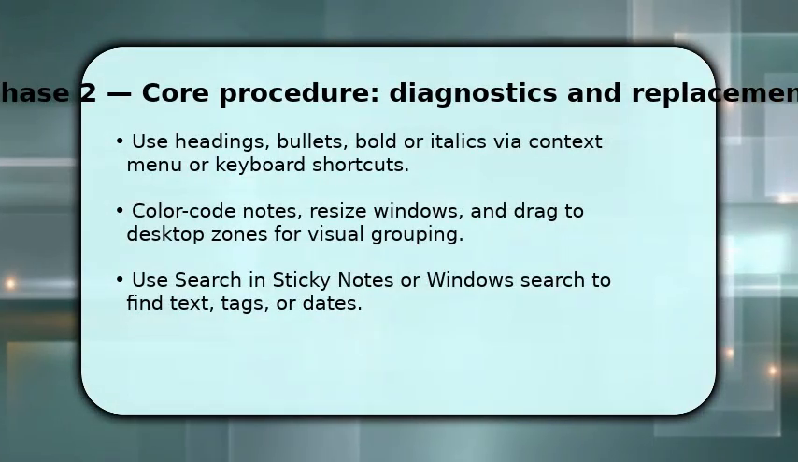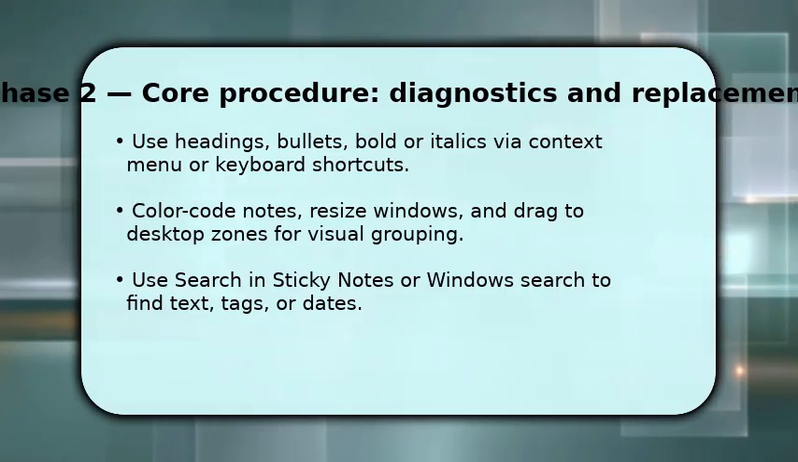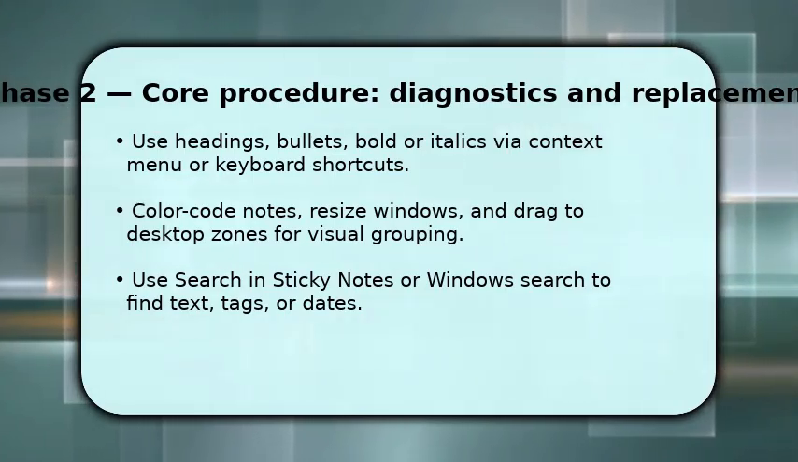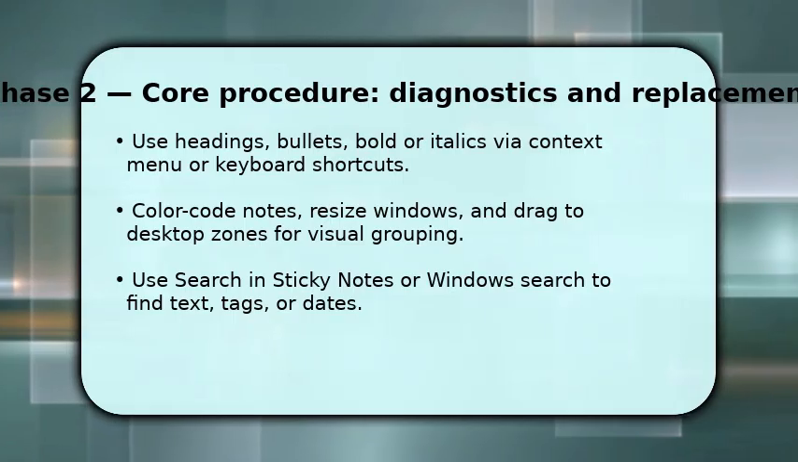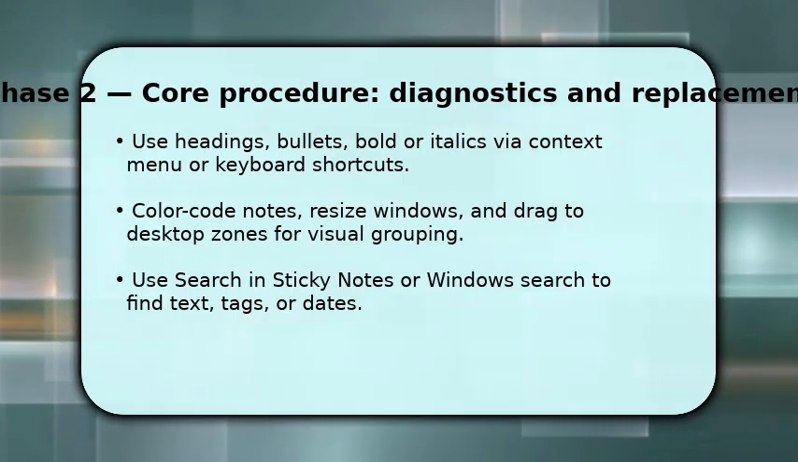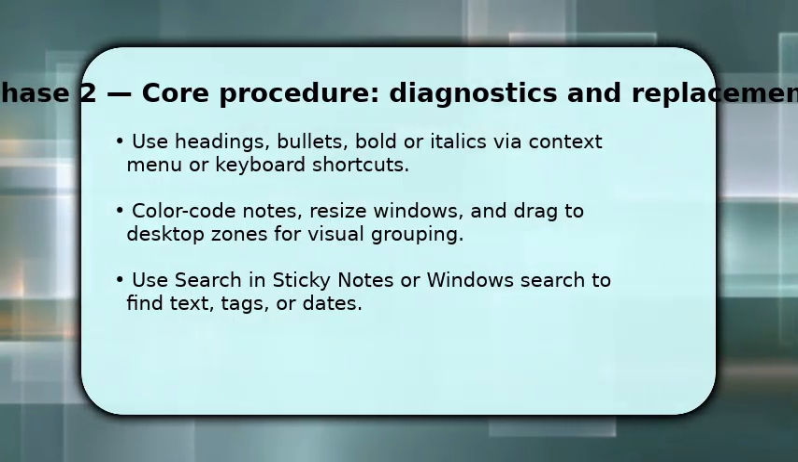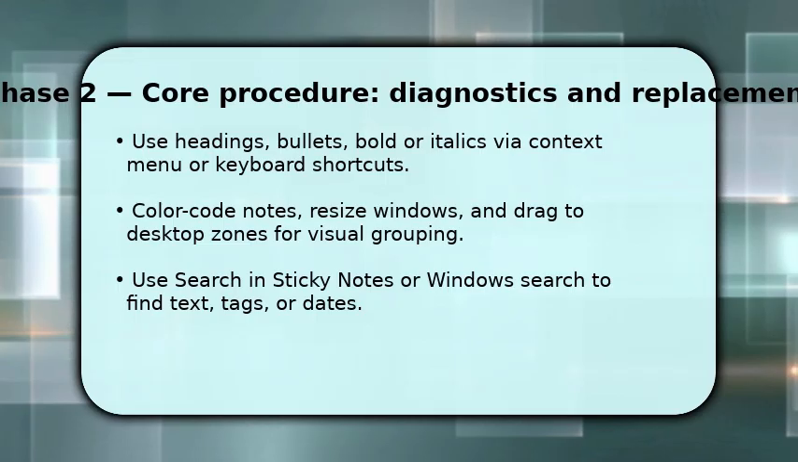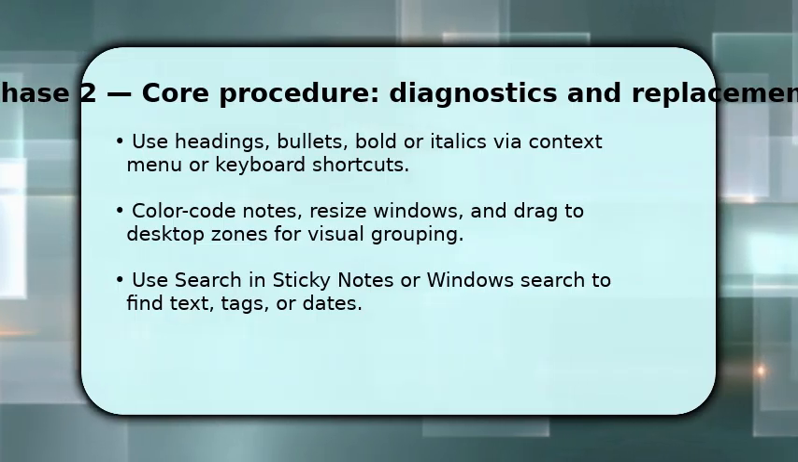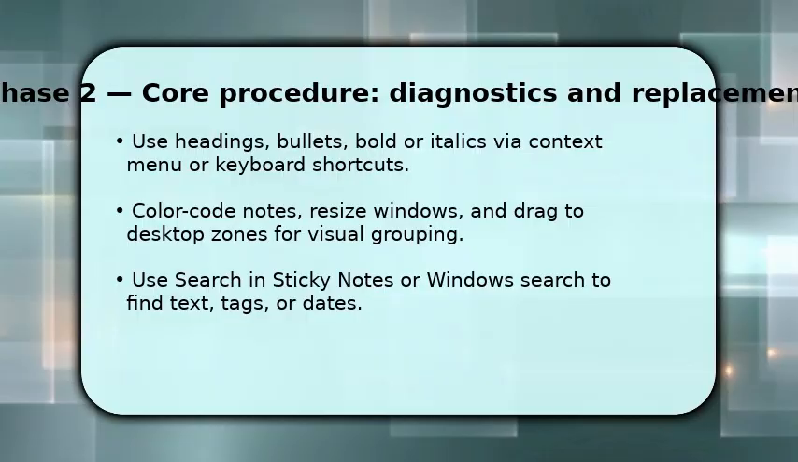Next, organize and format your notes so they remain usable. You can bold, italicize, or add bullets with keyboard shortcuts and the context menu. This makes key lines pop. Then color code and resize notes, dragging them into desktop zones to establish visual groups. This helps when you juggle projects.